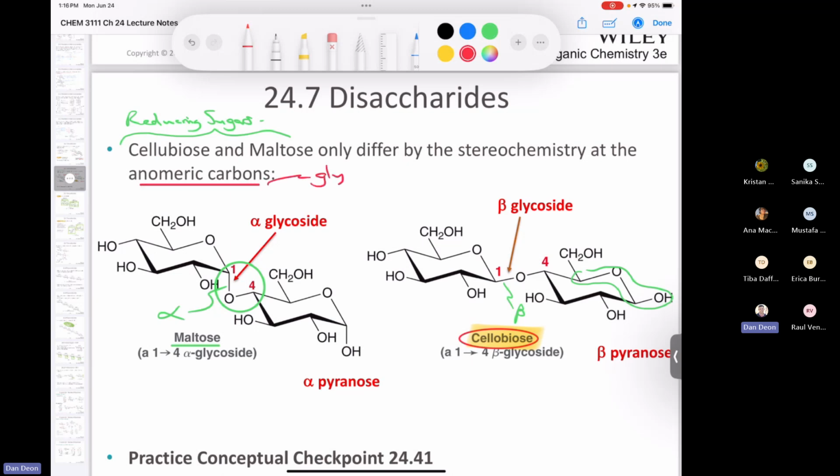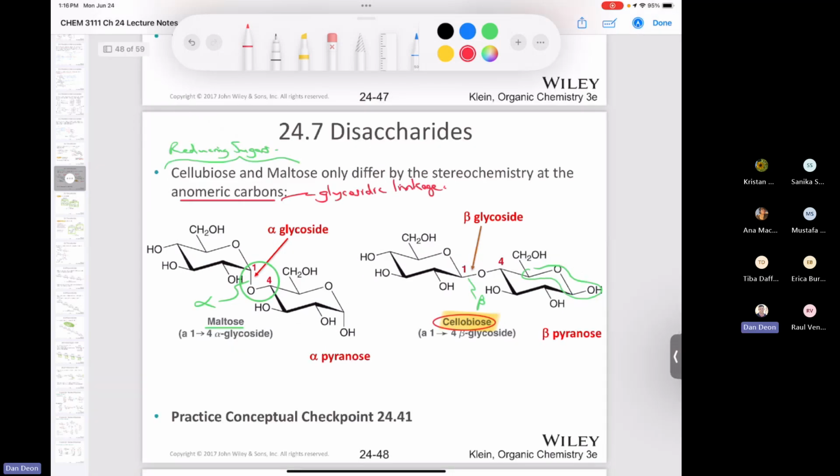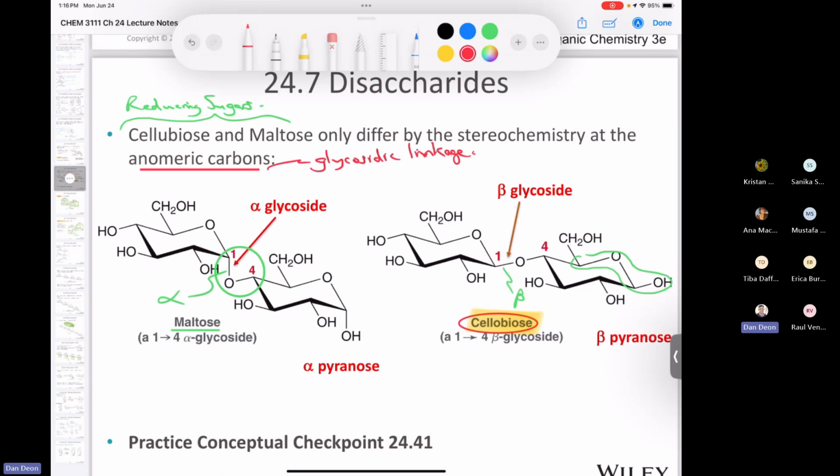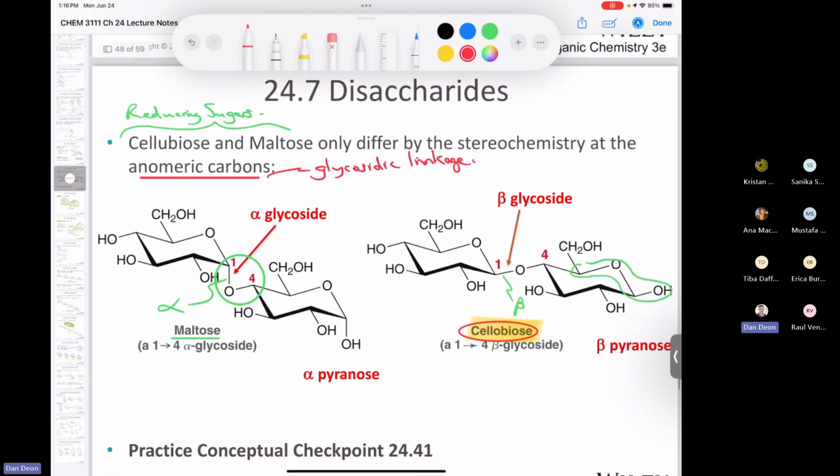Glycosidic linkage, like that. All right, so now that we have those two, maltose and cellobiose, we're going to see in a few minutes that maltose actually comes from amylose and amylopectin, whereas cellobiose comes from cellulose. So if you add more sugars to cellobiose, you get cellulose, which is found in things like wood and cotton, whereas maltose comes from amylose and amylopectin, which are forms of starch.